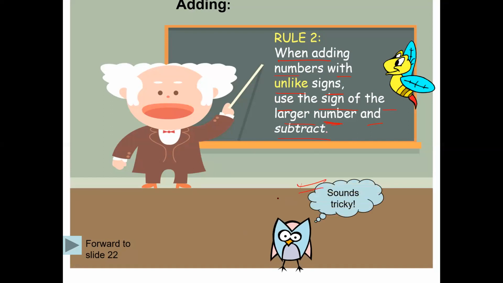Does this sound tricky? Is it difficult for you? No. If the signs are unlike, means for example, one number is negative and the other is positive, then the rule is saying use the sign of the larger number. Larger number is 6 and 6 is positive, so answer will be positive. And always subtract. So 6 minus 5 is 1. So the answer is positive 1. Is it clear? Is it clear or not?